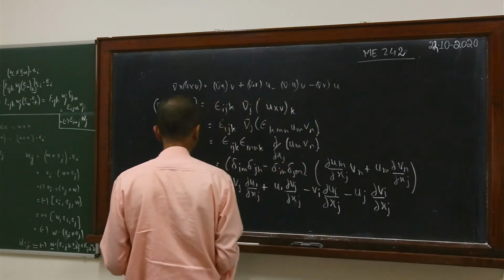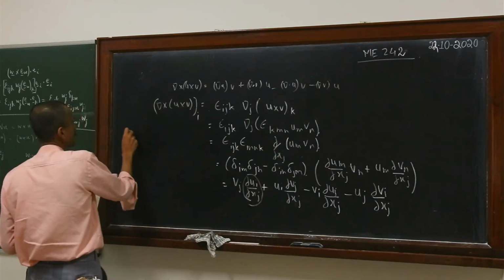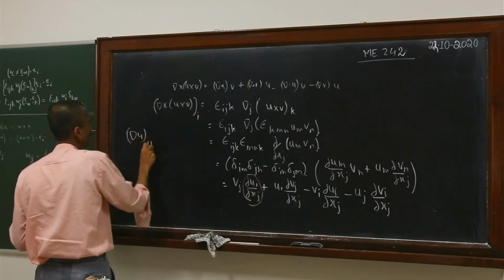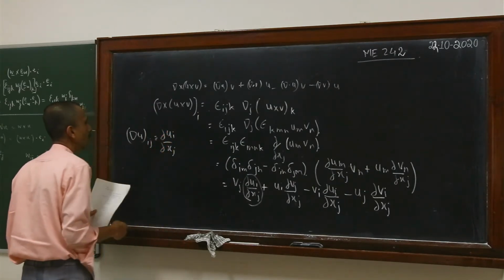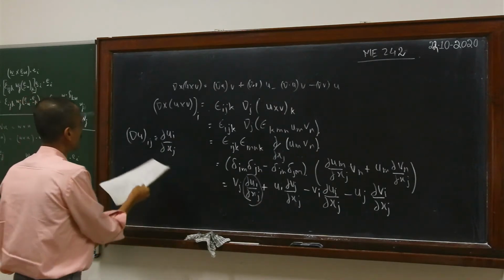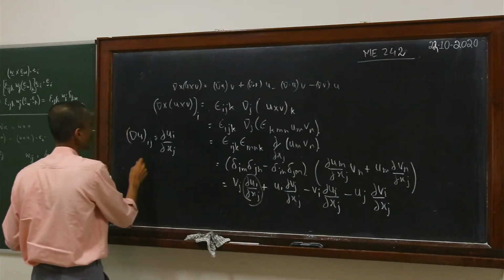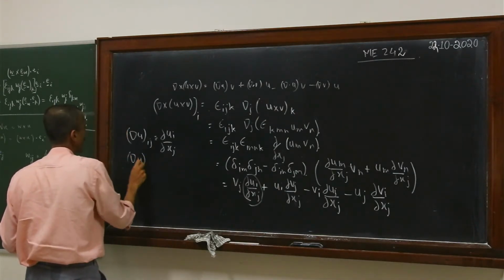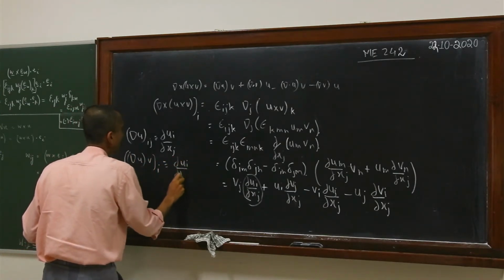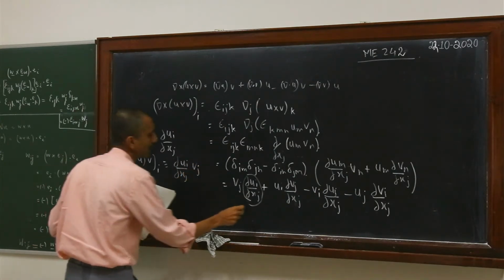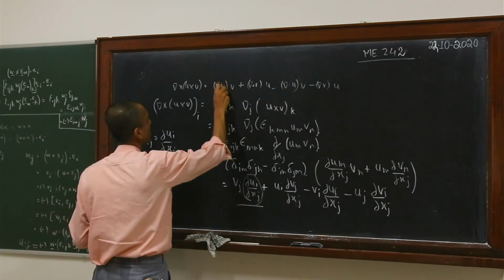And now you can see this del ui by del xj. So del u, the ij component, is equal to del ui by del xj. So you can write it as this matrix, del u matrix, multiplying the vector v. Suppose I multiply del u times v, the ith component, that will give me del ui by del xj times vj. And so that is this particular term, del u times v.